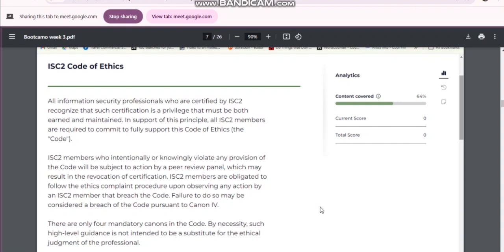Okay, I think they have four mandatory canons in the code that someone should not exclude those canons and the guidelines. The phrase I actually want to be explained is: by necessity, such high level guidance is not intended to be a substitute for the ethical judgment of the professional. This is talking to you and I. This is talking to the professional. What does this particular phrase mean? Who knows what it means? Who can explain it for us in layman's terms?